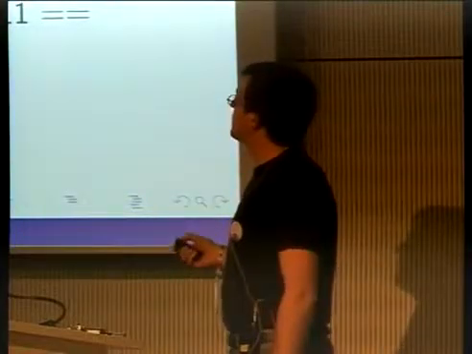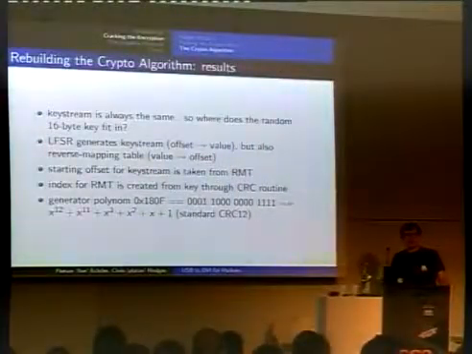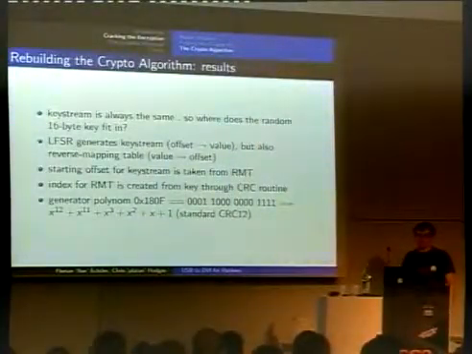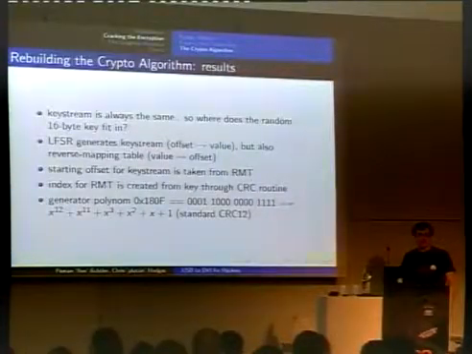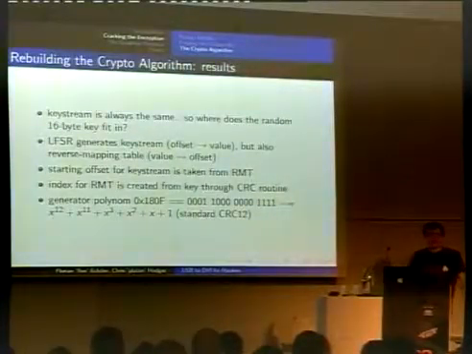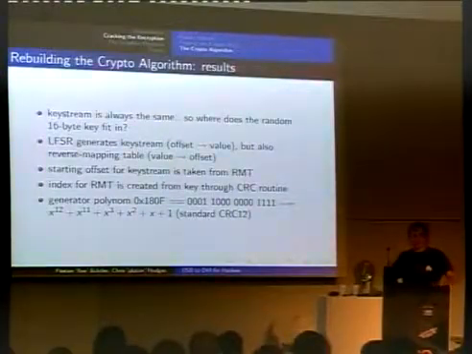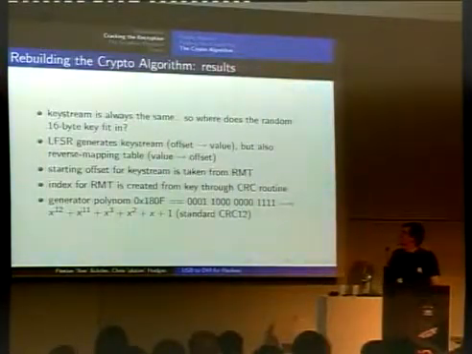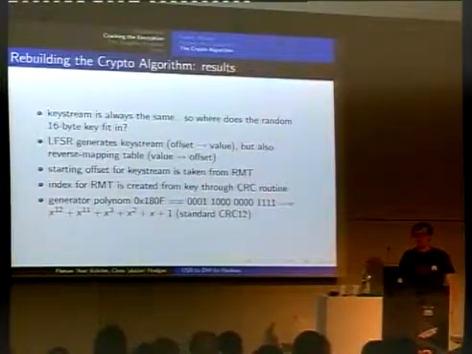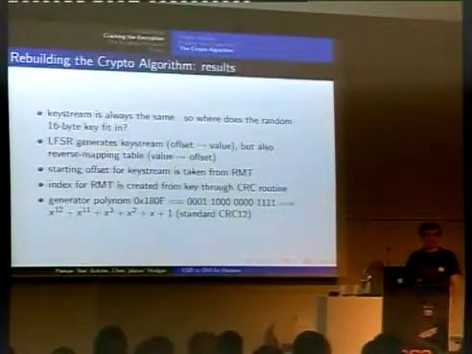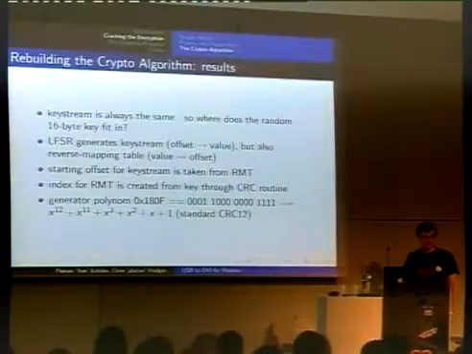So what we at first were a bit surprised is that the LFSR data also generates a reverse mapping table, which gives you the offset for each value, for each random number, basically. And so the starting offset at which the encryption begins is taken from this reverse mapping table. And the index for this table, again, is generated from the key. So the key simply tells you where to start in the actual key stream. And this is also obviously how the device itself works then.